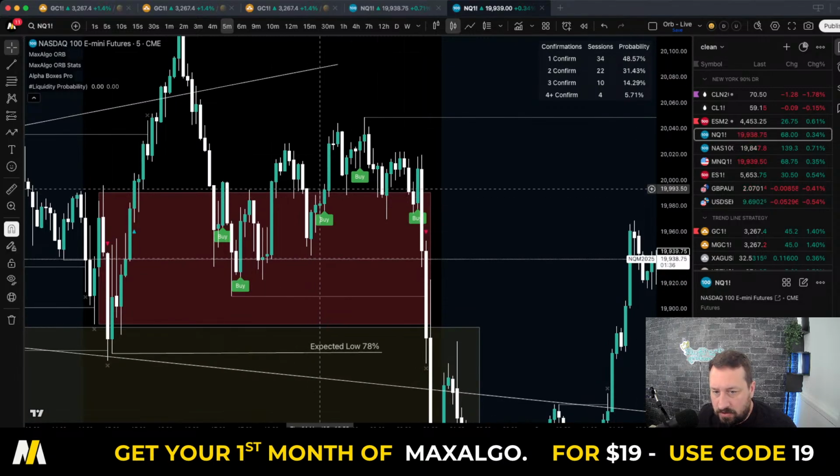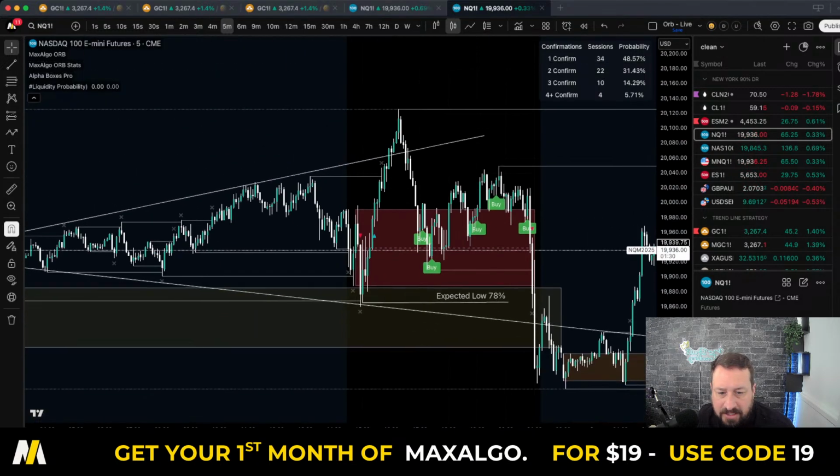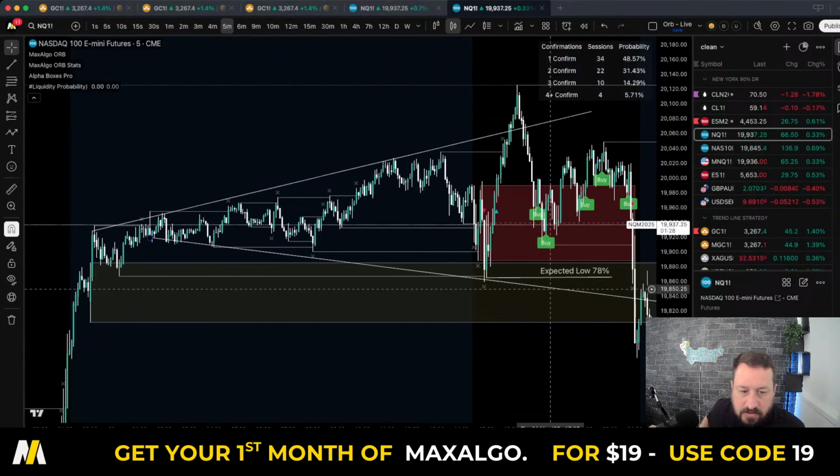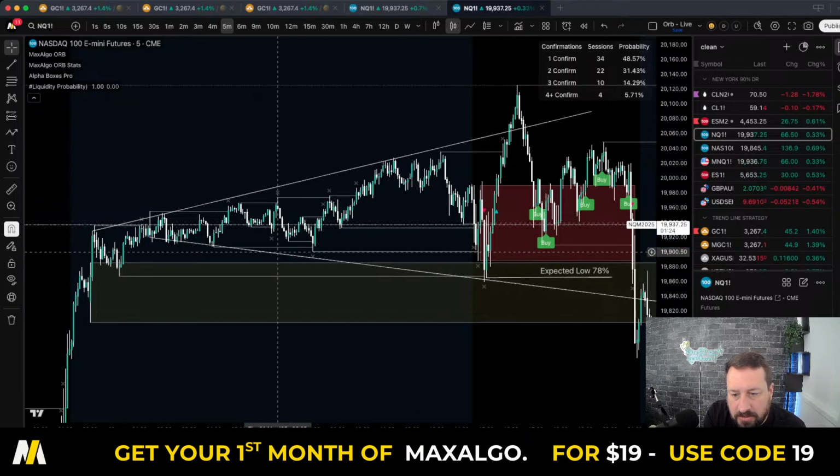Could have got in on this one. I did like this one, and you'd have got 1R again. But then that would have been it. 2 trades, 2 attempts, done. I wouldn't have been doing any more.